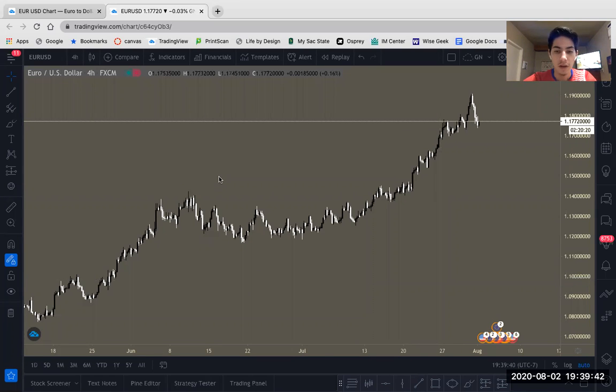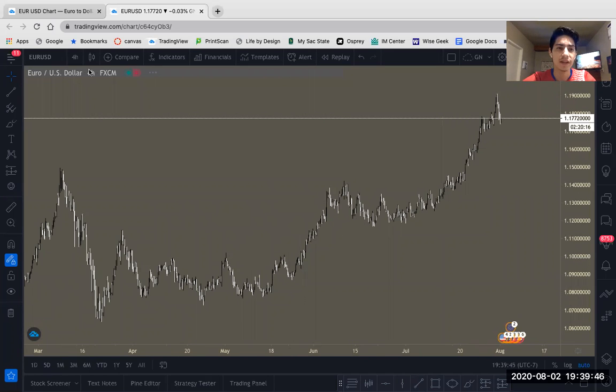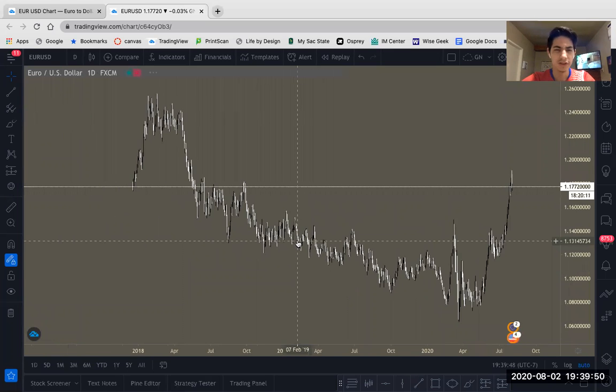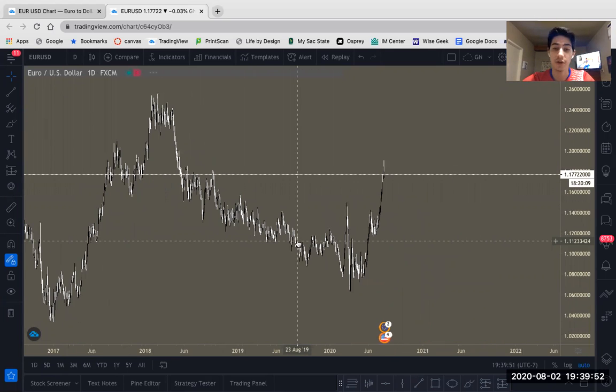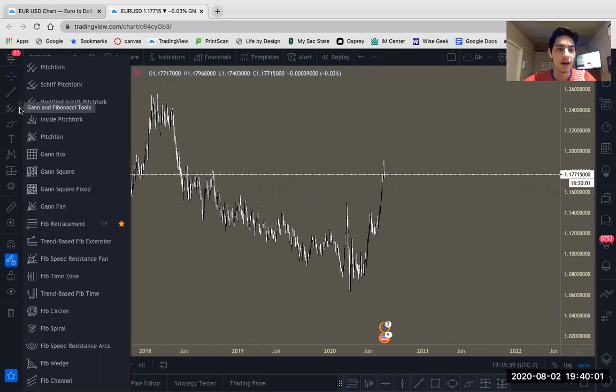Perfect. So one of the biggest things when it comes to Fibonacci, I always do it at the 4 hour, sometimes even the daily. Really just depends on how big you're trying to trade or what you're really looking for. Specifically for me though, I like trading on the 4 hour or the daily whenever it comes to Fibonacci.